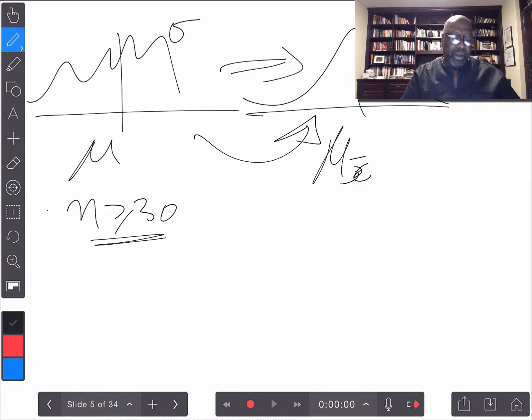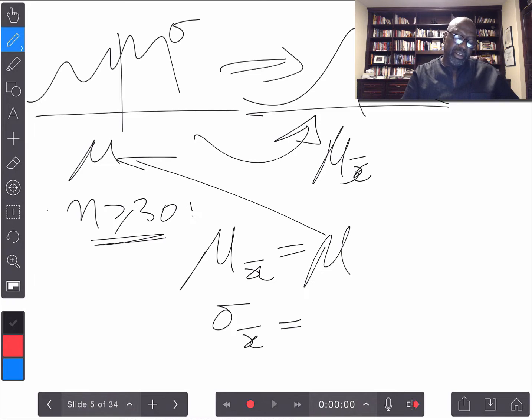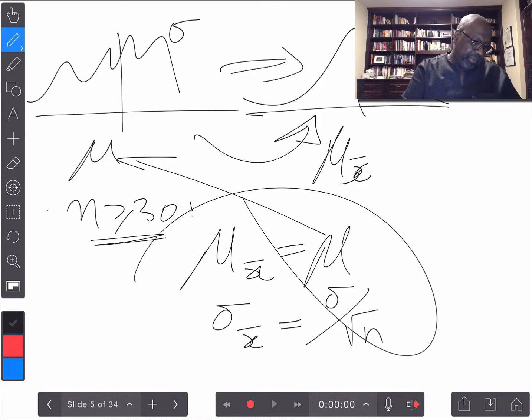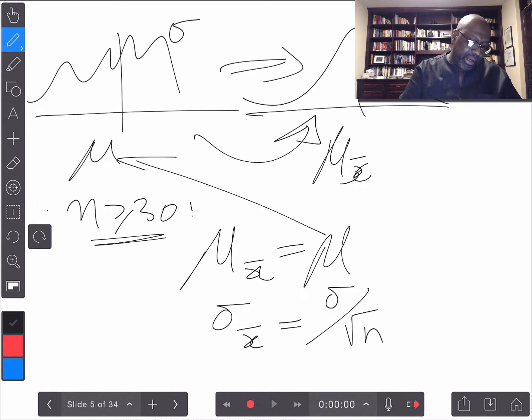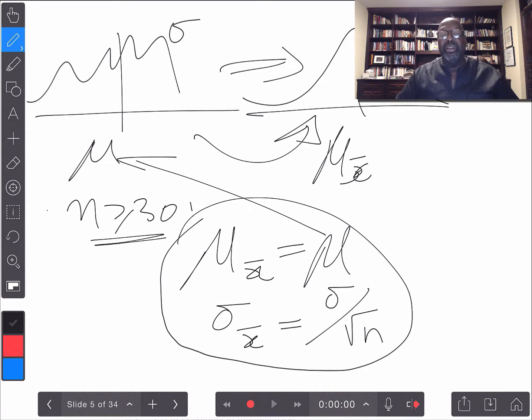All right? Which then gives us that the mean of the sampling distribution is also the same mean of that population, which is this mean right here. And the standard deviation of the sample means will be the standard deviation of the population divided by the square root of n. So look at that. We have the same result, except that we require the sample size to be sufficiently large.